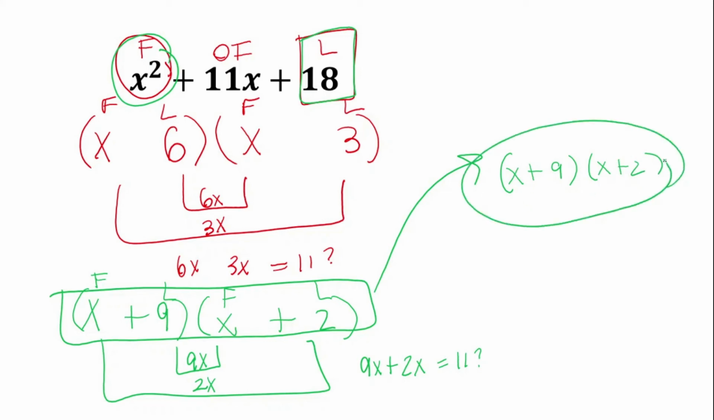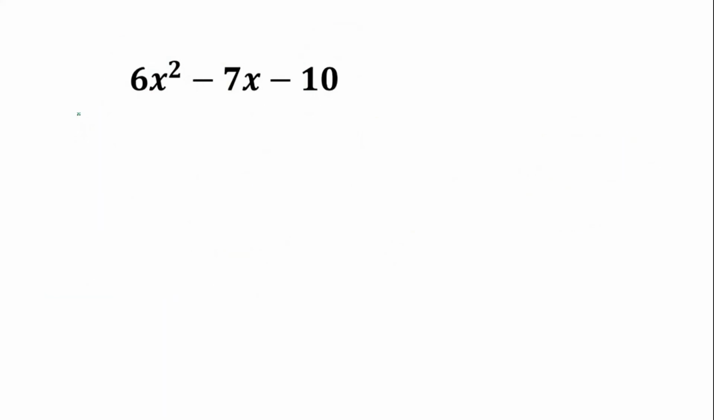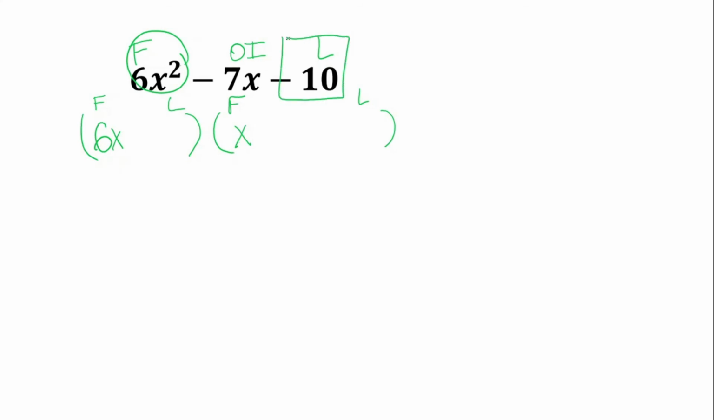All right, let's try one more. For this last one, we're going to do the same thing. We're going to look at our first term, our last term, and then we'll keep outer inner for the last part so we can check. The first term, I'm thinking 6x times x. And then for the last term, to get negative 10, we've got options. Let's try 5 and 2, and let's see what happens.